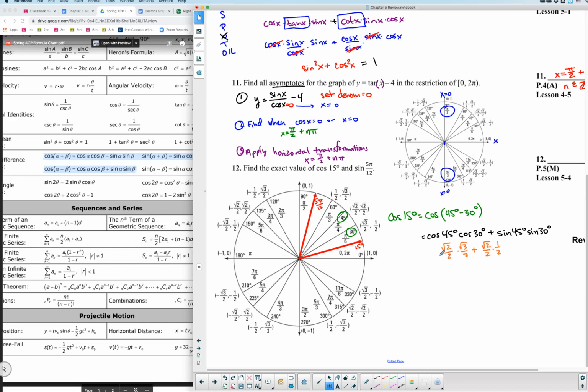I can simplify these. I notice they have a common denominator. They both have 2 times 2, which is 4. Square root of 2 times square root of 3 is square root of 6. And that just becomes 1 times square root of 2, which is just square root of 2. Because of the common denominator, I can write that as my answer. So it would be 1 fraction.